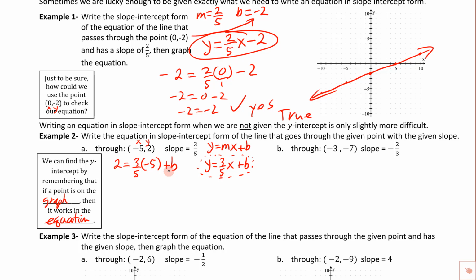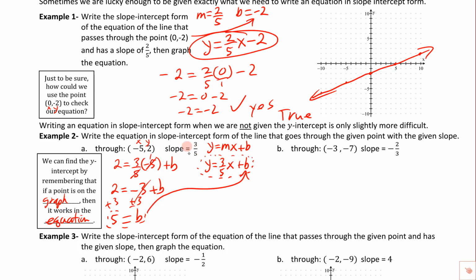So let's go ahead and take a look at this. Let's do a little bit of simplification. 5 would cancel 5, so there would be a 1 left. So this would be 2 equals, this would be 3 times -1, so that'd be -3 plus b. And then if I move this over by adding 3 to both sides, those are going to cancel. I get b over here, and I get 5 over here. So this is that missing value right here.